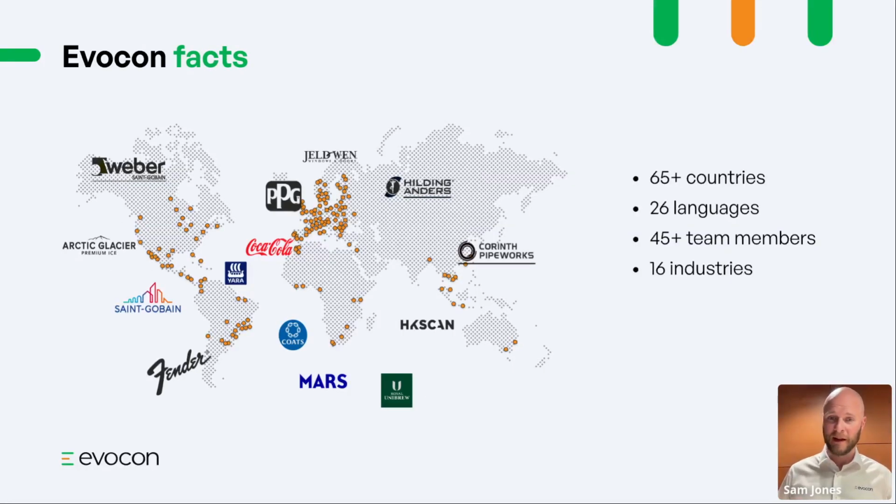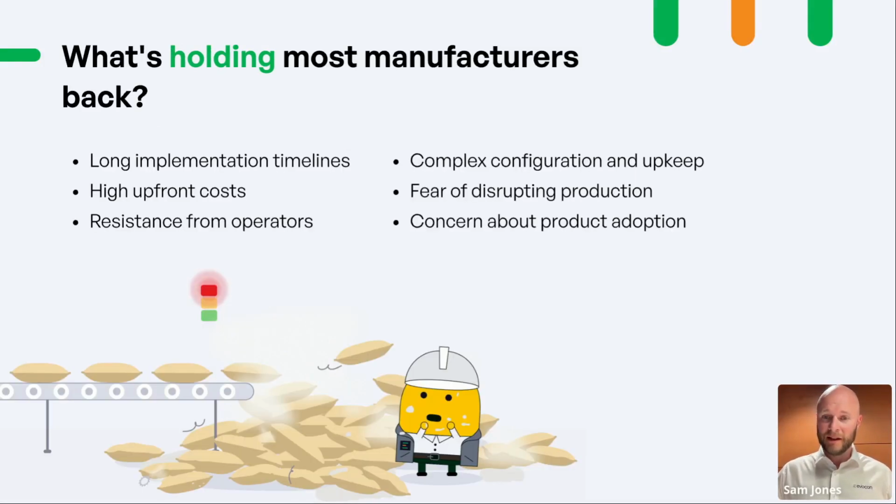Evocon is based in Europe, but we actually have a global presence. We're working across 65 different countries at the moment. Our system's available in multiple languages, so depending on where you are, we probably have your language in the system. We're a relatively small team at the moment, just over 45 team members, and we're industry agnostic. So we work across 16 different manufacturing industries, very big in food and beverage, but also with pharmaceuticals, consumer goods, and also construction materials.